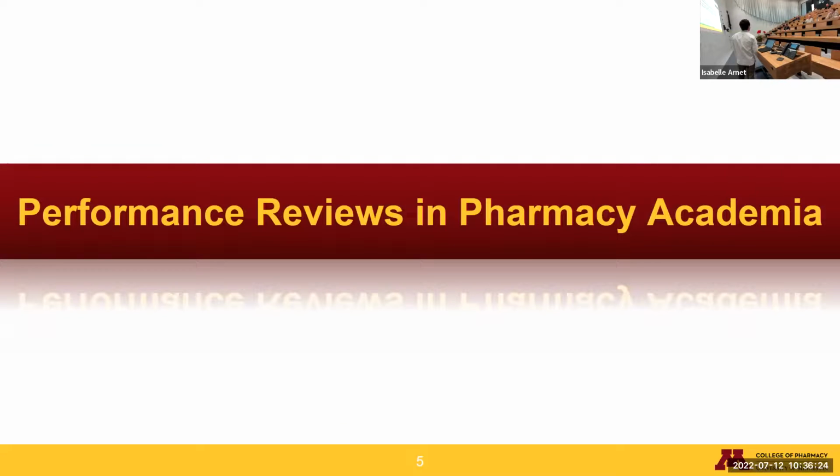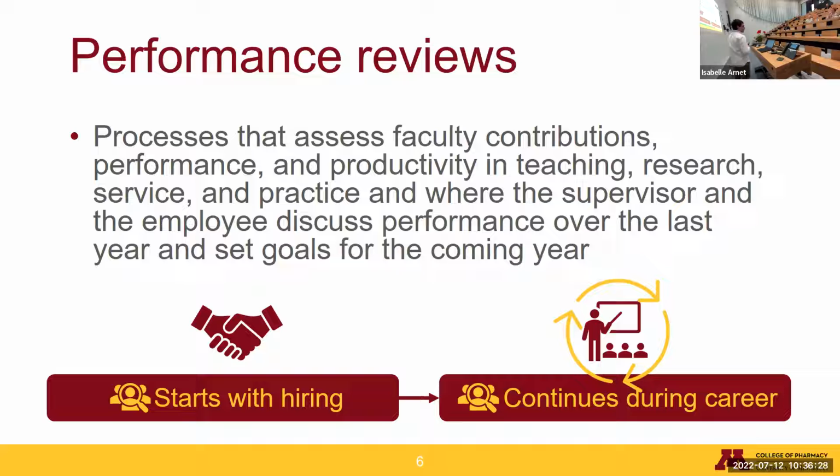So what are performance reviews? Usually annually, the faculty and professors at the university have their performance reviewed, especially in the mission areas they contribute to, which are usually teaching, research, service, and practice. The supervisor and the employee get together and discuss the performance over the past year and set goals for the upcoming year. These processes start with hiring, because they evaluate what a new faculty member can bring into a school, and they continue during the career.